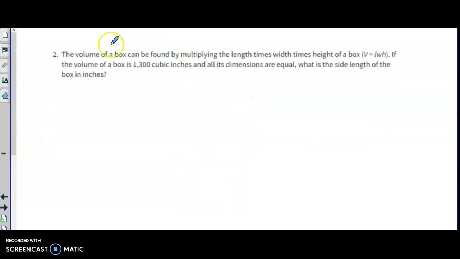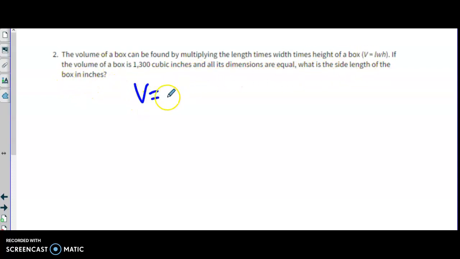All right, the volume of a box can be found by multiplying the length times width times height. So the volume equals length times width times height. If the volume of the box is 1,300 cubic inches and all the dimensions are equal, what is the side length of the box in inches?